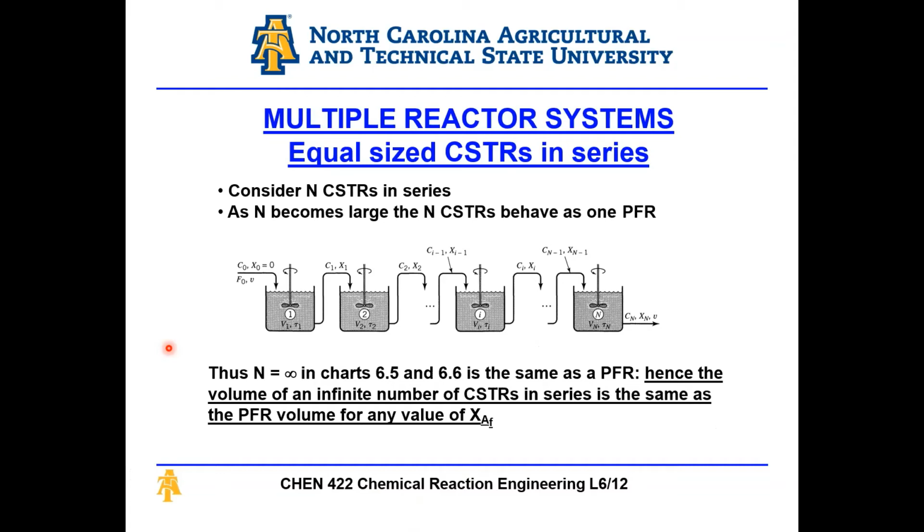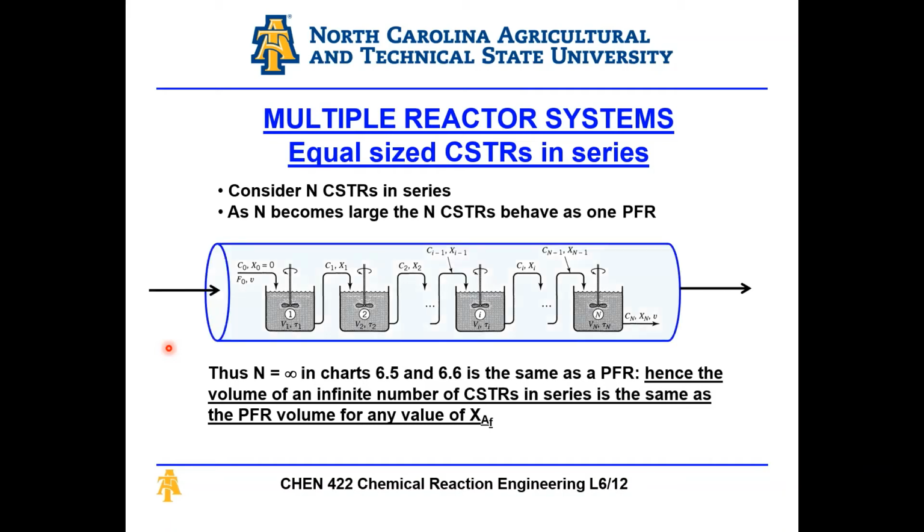Let's have a look at equal size CSTRs in series. Consider n CSTRs in series. As n becomes large, the n CSTRs start to behave as 1 PFR. Something you need to know: as the number of CSTRs increases significantly, the behavior of these CSTRs in series starts behaving as a single PFR. So just be aware of this.